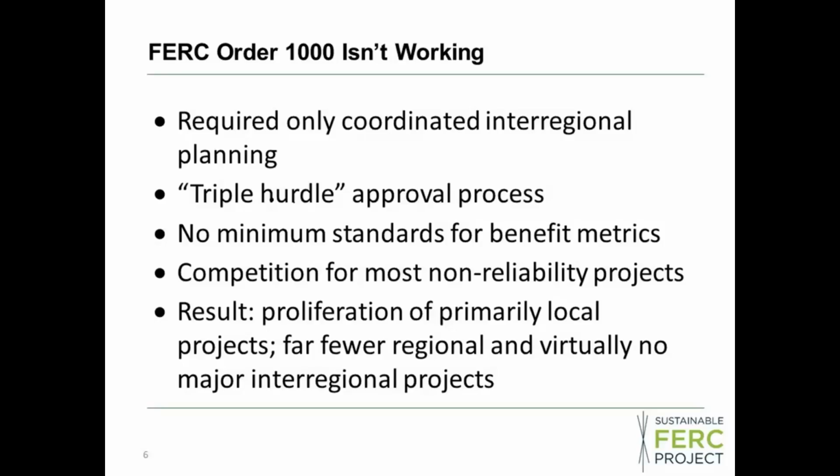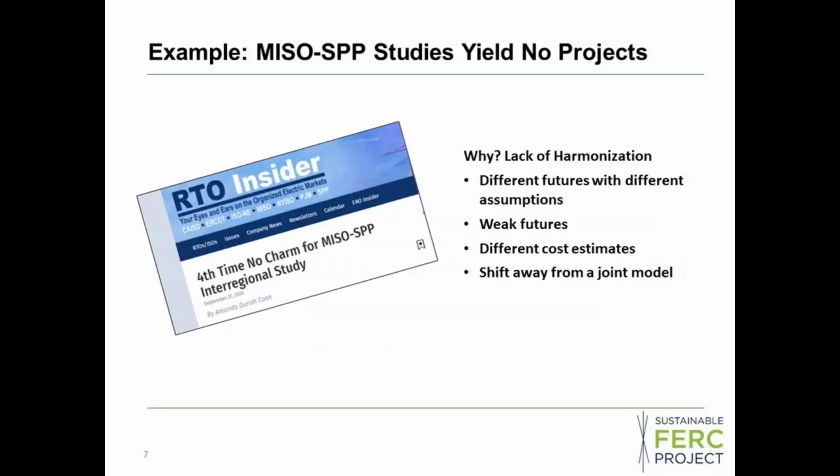I mentioned competition for most non-reliability projects. That's driven most development in both regional and interregional planning away. We don't really want to talk too much about that. We don't have time to talk about the effects of competition, but it has been a depressing factor. And the result is mostly local projects, fewer regional projects, and no interregional projects. What can FERC do? The MISO SPP studies have yielded no projects, which I think is Exhibit A in the case for FERC to do something about this.